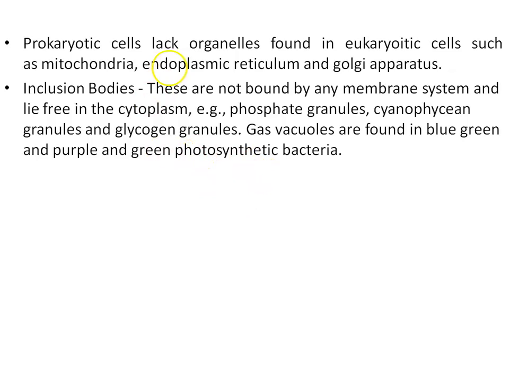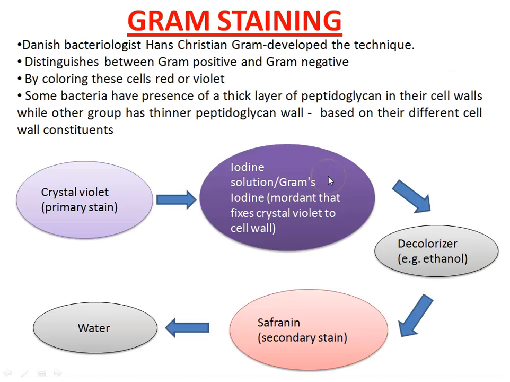And these inclusion bodies can be phosphate granules, cyanophycin granules, glycogen granules, that is the food. Gas vacuoles are present in blue-green algae and purple and green photosynthetic bacteria.